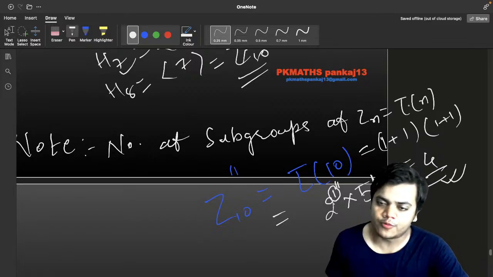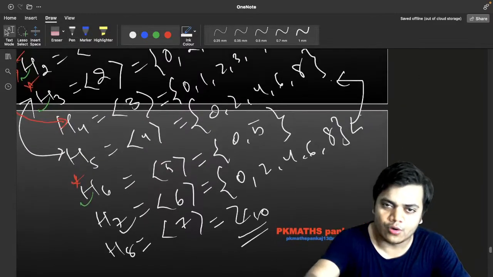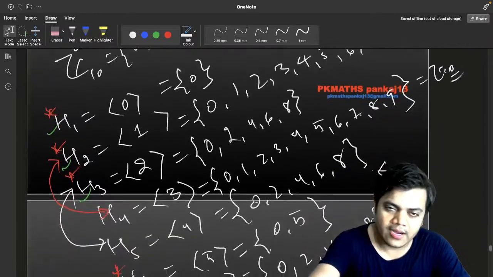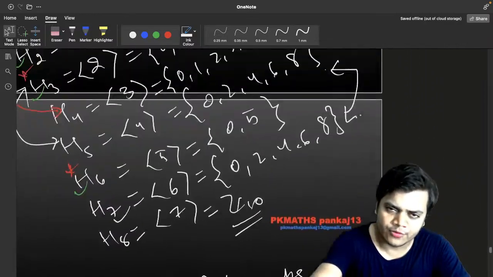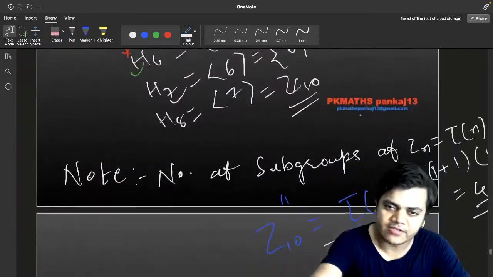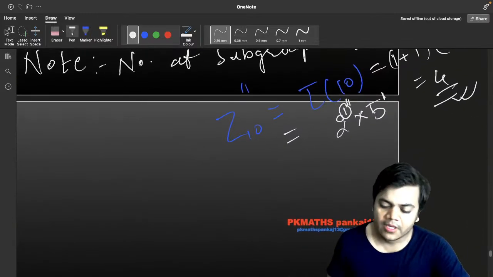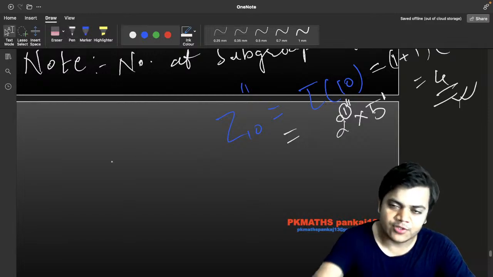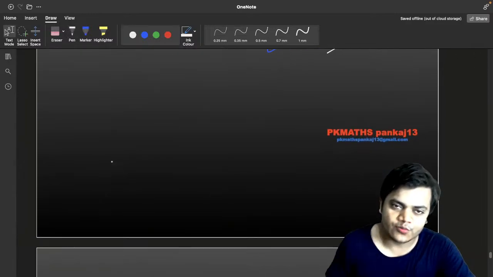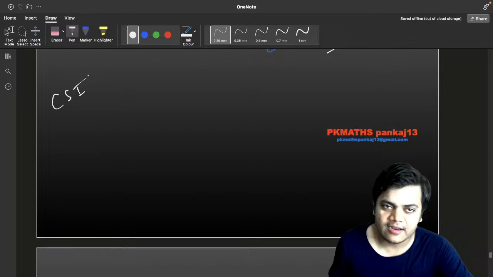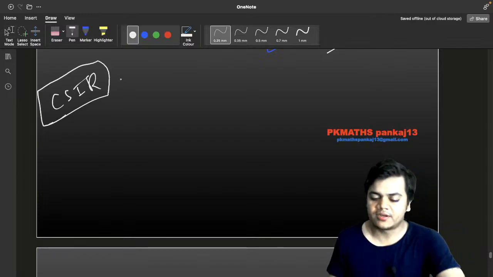The number of subgroups of Zn is tau n, and you should also write a few examples of sets of subgroups as well to make things clearer. Okay, so now the next question I am going to ask on this, which has been asked in CSIR, is a very simple question, the easiest question.